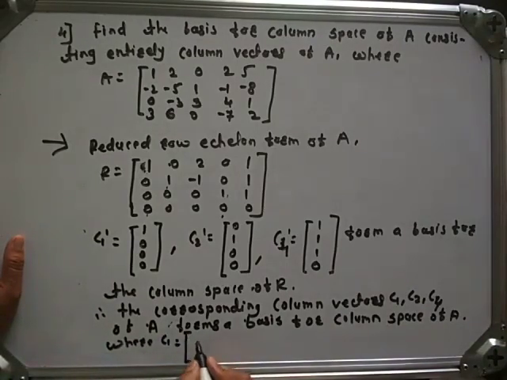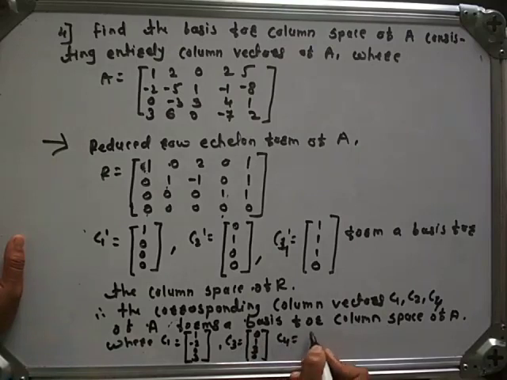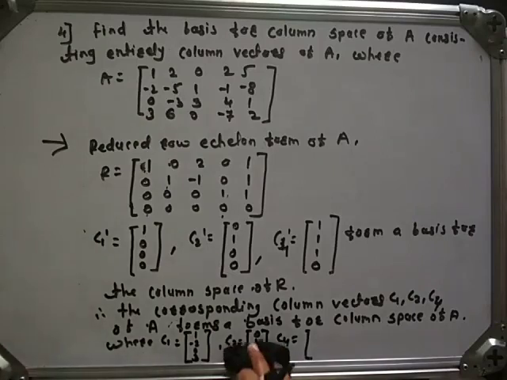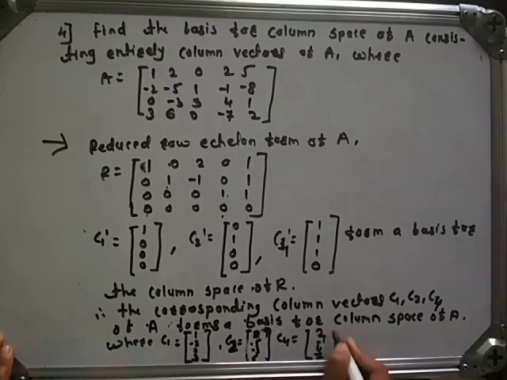C1 is nothing but the vector 1, minus 2, 0, 3, C2 is the vector 2, minus 5, minus 3, 6, and C4 is 2, minus 1, 4, 7. So these columns C1, C2, C4 form a basis for the column space of A.